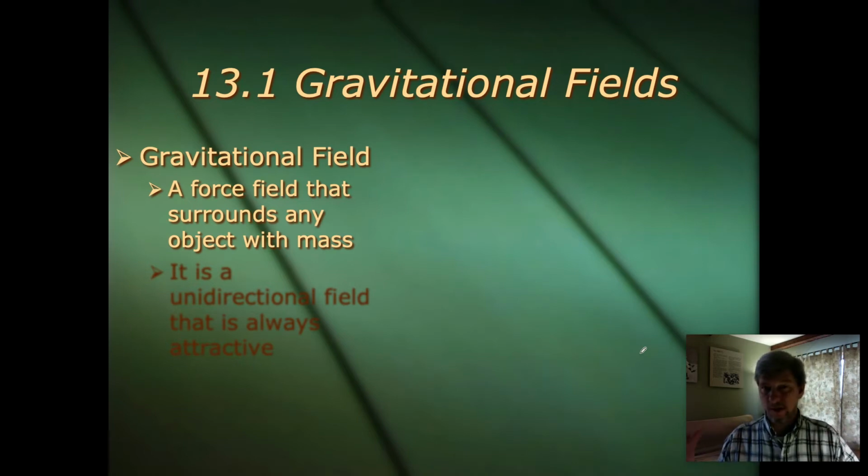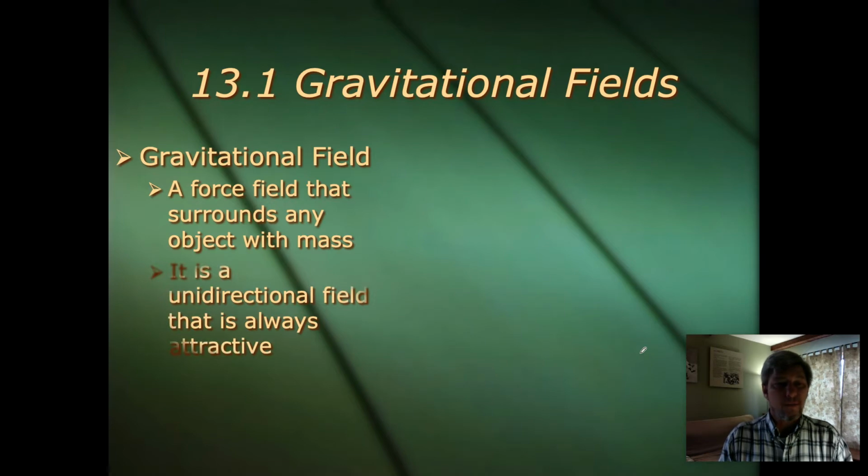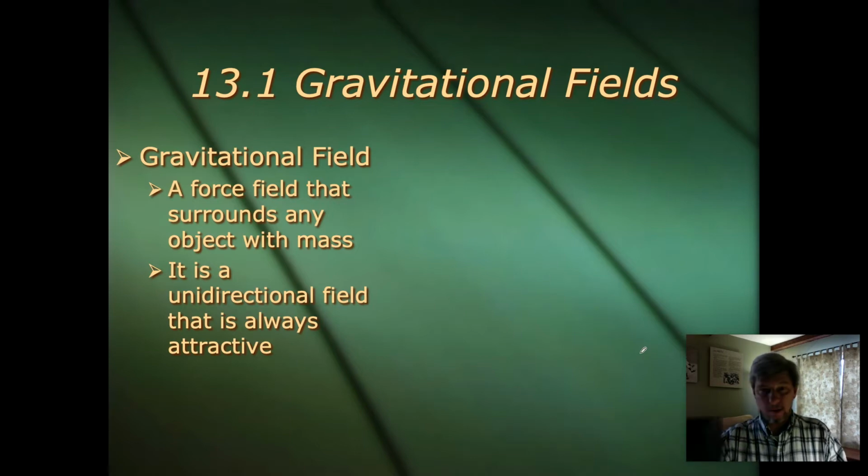That includes things like stars and planets and moons, but it also includes things like you. You have a gravitational field, and that field is directly proportional to your mass. So the more mass you have, the bigger your gravitational field will be. If you are a very large person, you have a bigger gravitational field than if you are a very small person. But even things like coffee cups and the books and the pencils have gravitational fields.